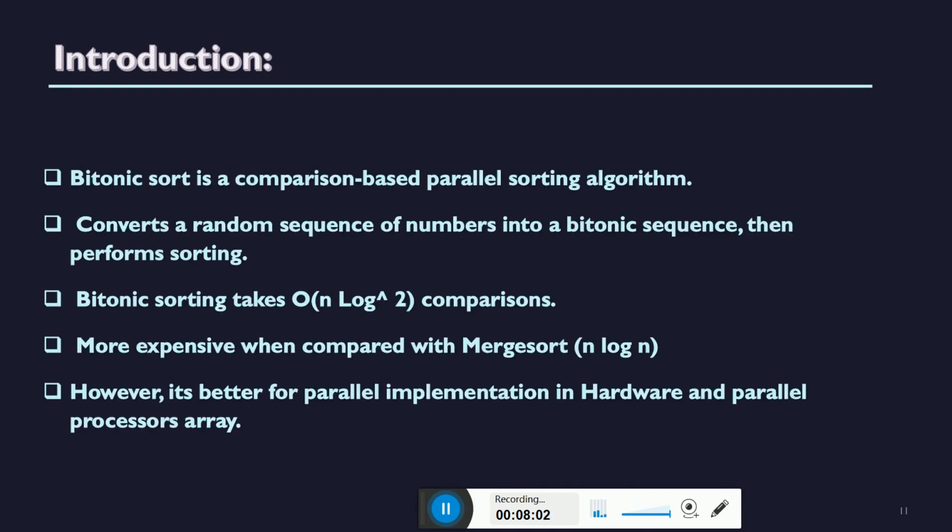Bitonic sort is a comparison based parallel sorting algorithm. It converts a random sequence of numbers into a Bitonic sequence, then it performs sorting. Bitonic sort takes order of n log n comparisons. It is more expensive when compared with merge sort, which is n log n. Bitonic sorting is better for parallel implementation in hardware and parallel processor arrays.